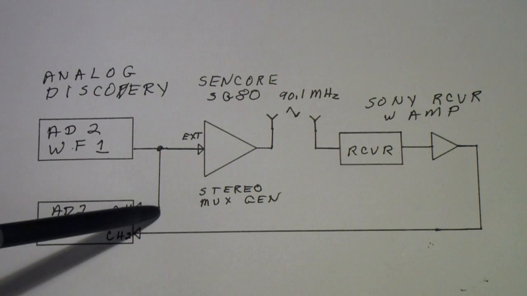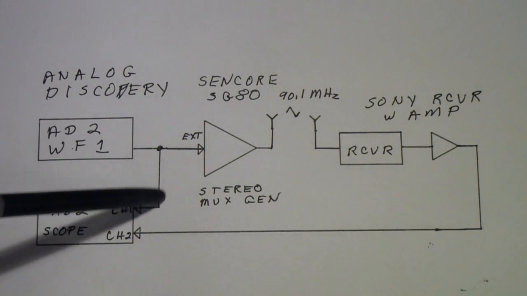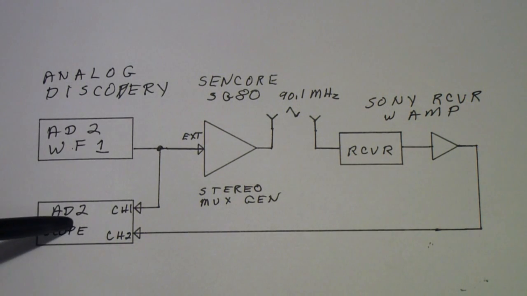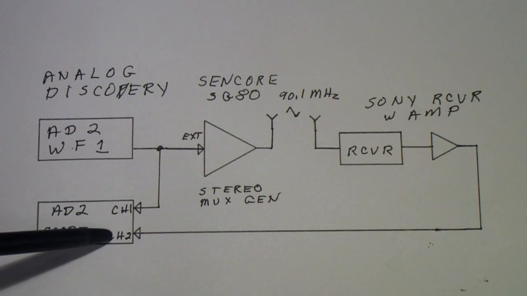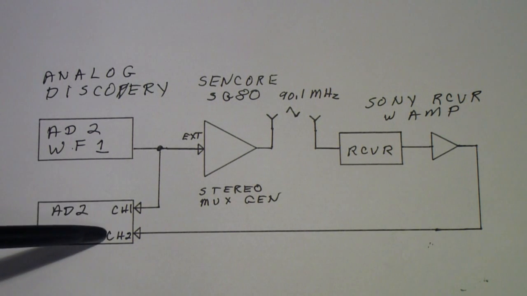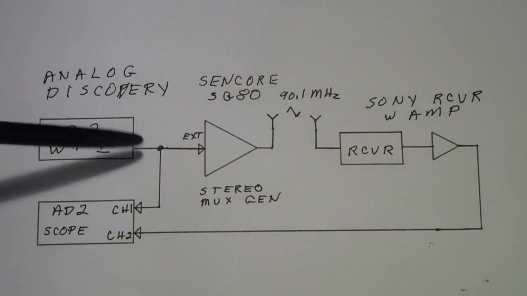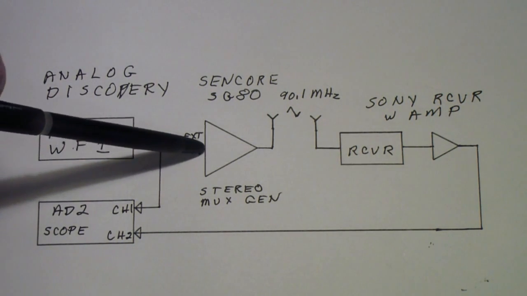That waveform also is going into channel 1 of the Analog Discovery scope. And if you're familiar with the network analyzer, you know that this is the standard setup. In other words, what the network analyzer does is it analyzes the difference between channel 1 and channel 2, both in terms of gain and phase. So that swept signal is applied to the external modulation inputs.